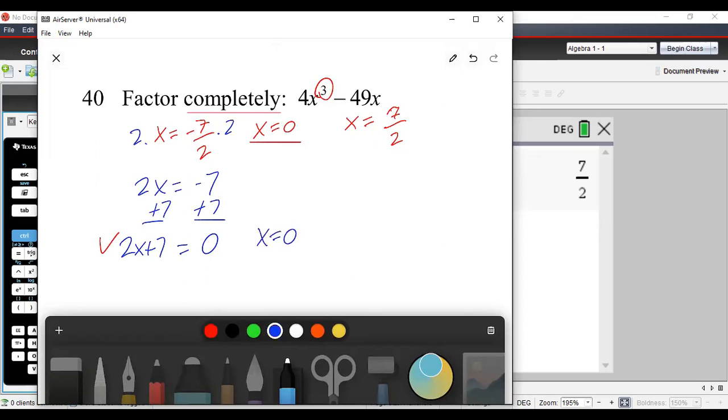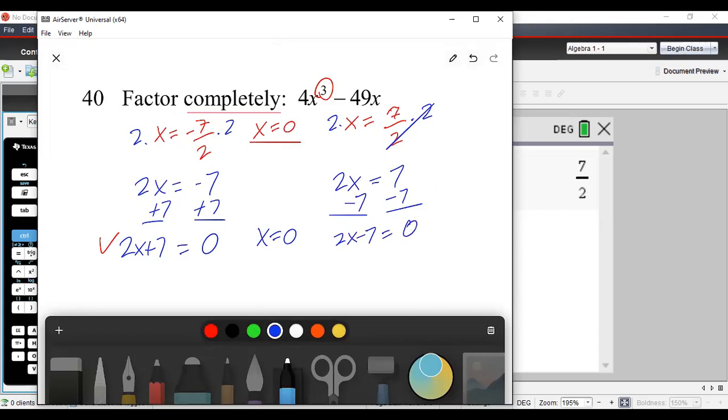And now over here, I'm going to do the same thing that I did with the other one. So I'm going to multiply this side by 2, multiply this side by 2. The 2's are going to cancel. So I'm going to have 2x equals 7. And then I want to move this 7 to the other side. So I'm going to subtract 7 from this side, subtract 7 from this side. So I'm going to have on the left 2x minus 7. And over here, I'm going to have 0, because 7 minus 7 is 0.